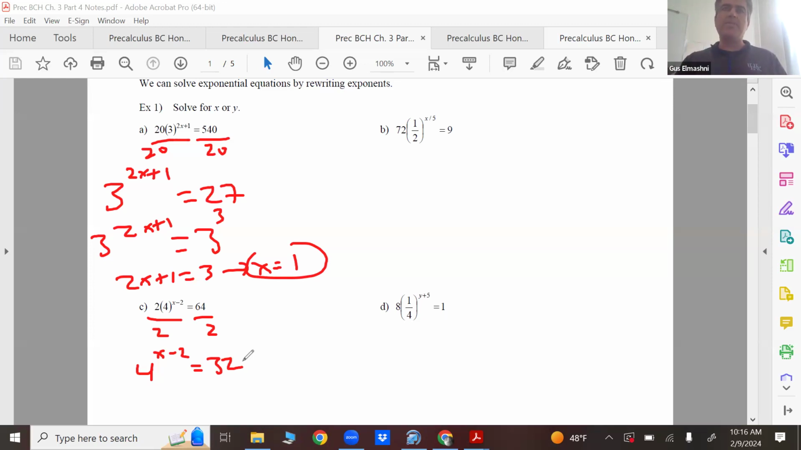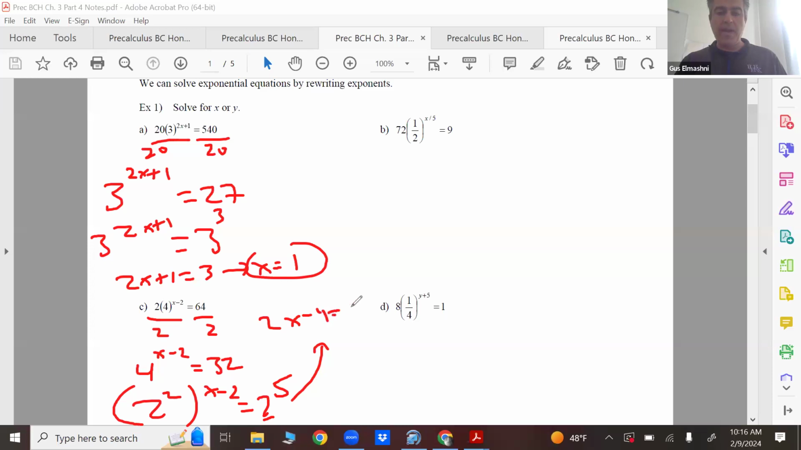But what base can 4 and 32 both share? 2, totally. So I can make this 2 squared, then raised to the x minus 2 power. And how about the other side? 2 to what power? 5, right? So I got 2x minus 4 equals 5. X will be 1/2. No, 9/2. My bad. Thank you, Adi. 9/2. Yeah.